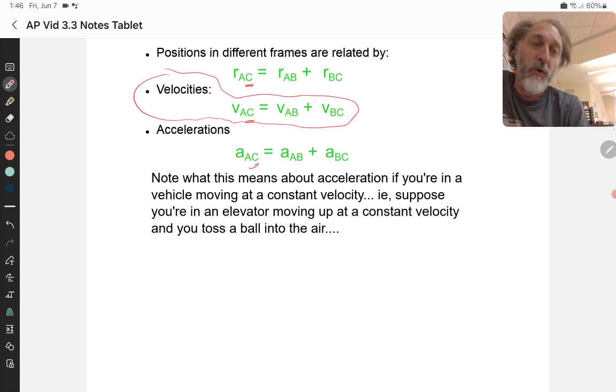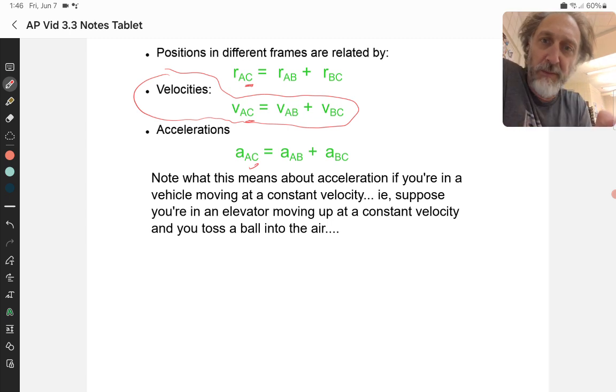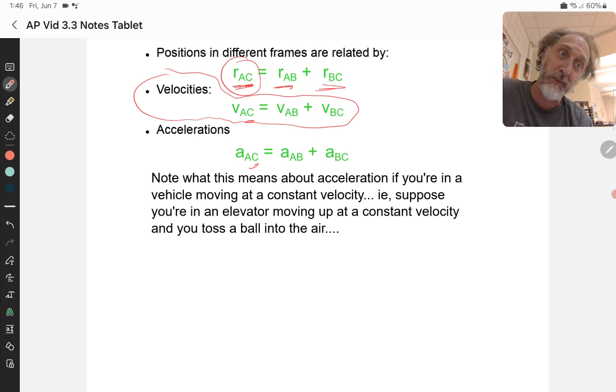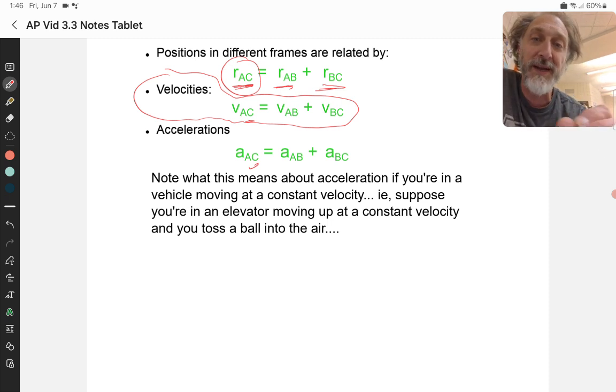Now, it works for the other variables as well. Position. So I've used R for position here instead of X, because it doesn't necessarily have to be on the X-axis. But it's the same thing, right? So the position of Roy relative to a flagpole is the same as the position of Roy relative to the fountain plus the position of the fountain relative to the flagpole.